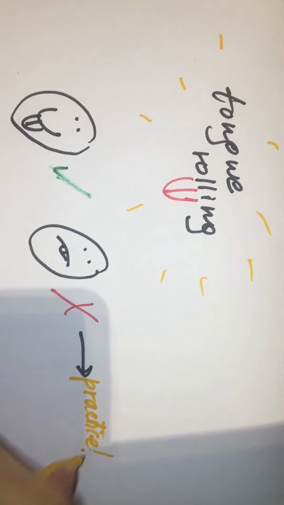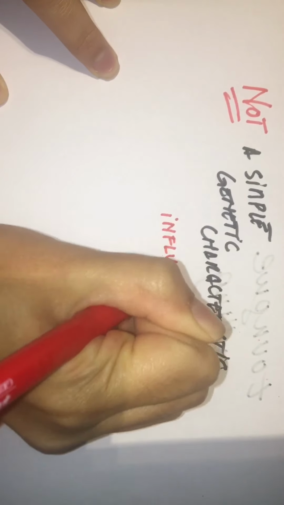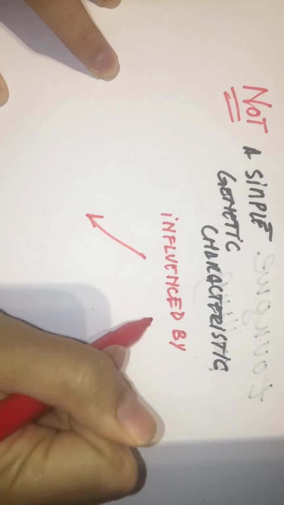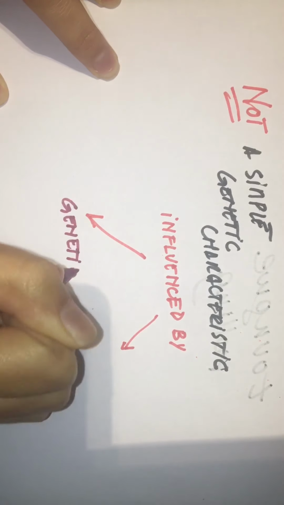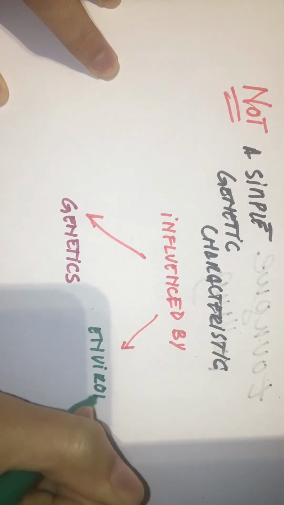Right now, you may be wondering, how is this possible? Well, let's start by saying that it is commonly believed that tongue rolling is an example of a Mendelian genetics case, but it is actually not a simple genetic character, as it is thought to be. Believe it or not, this trait is influenced by both genetics and the environment. How crazy is that? Let me explain it for you.